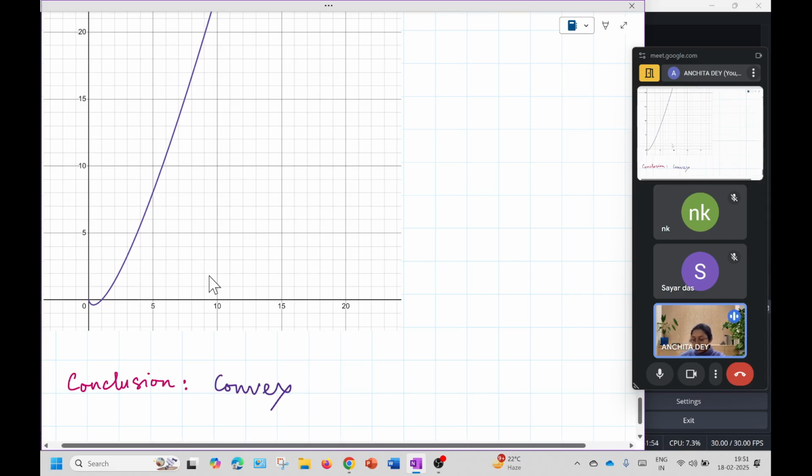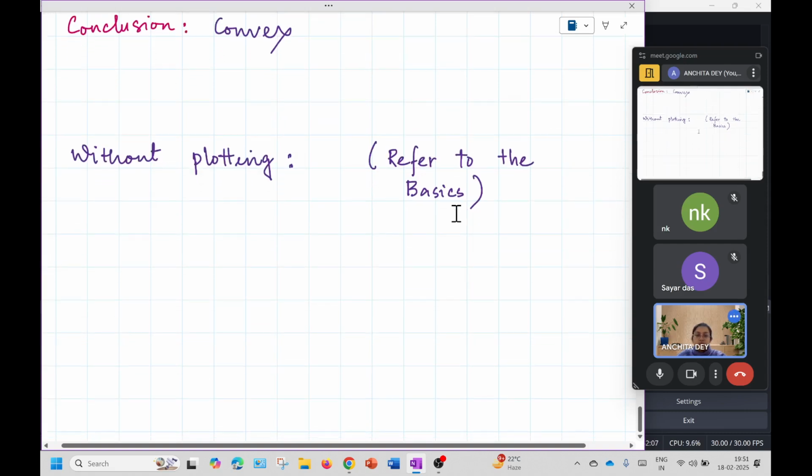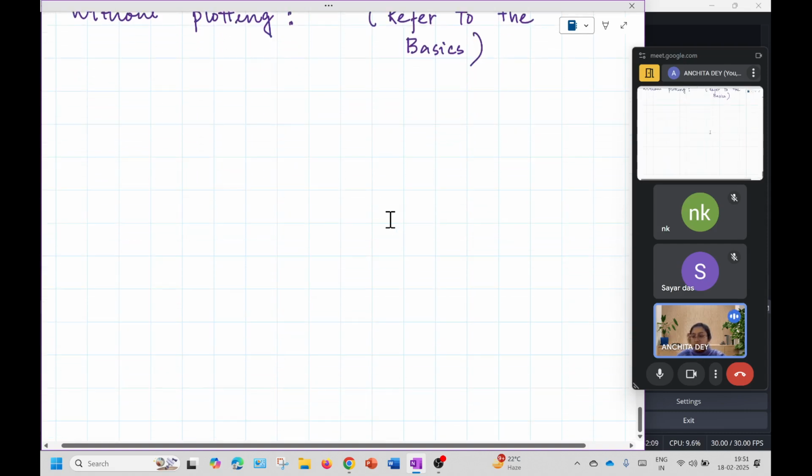Now that's the easy thing to do, but in all scenarios you won't be able to plot the functions. So how do you proceed then? That's where we deal with those methods to test convexity. So we will now do it without plotting. You can refer to the basics that were written earlier.